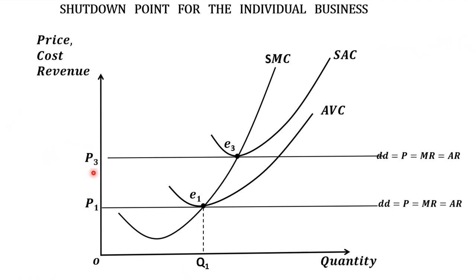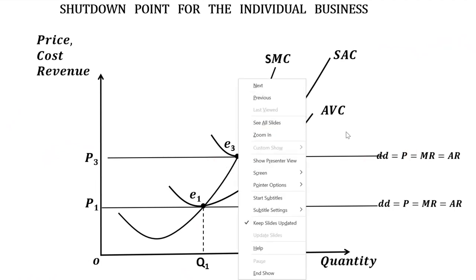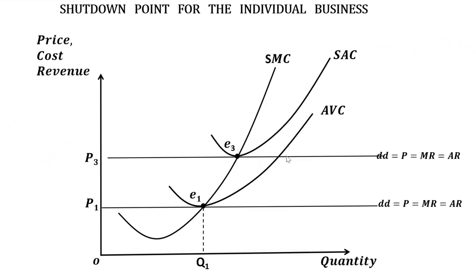When the market price increases from P1 to P3, the marginal cost is equal to marginal revenue. Can you see there? It is equal there, at point E3. At point E3, where marginal cost is equal to marginal revenue, that is known as your profit maximization point. Another thing that you should have a look at is that your marginal cost curve intersects your short-term average cost curve at its minimum point.